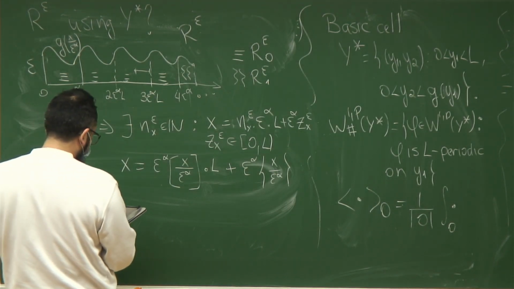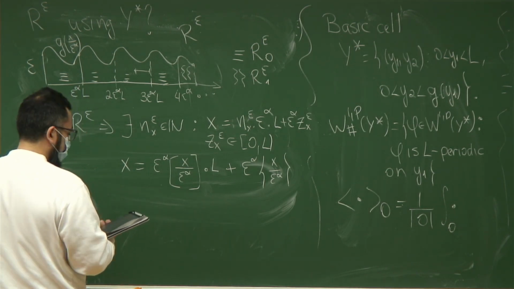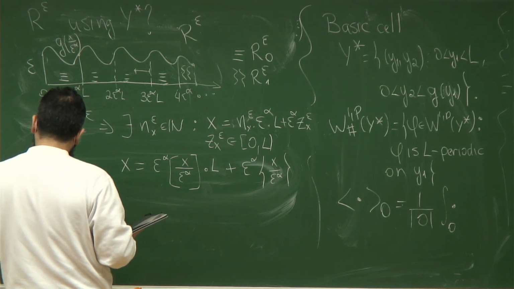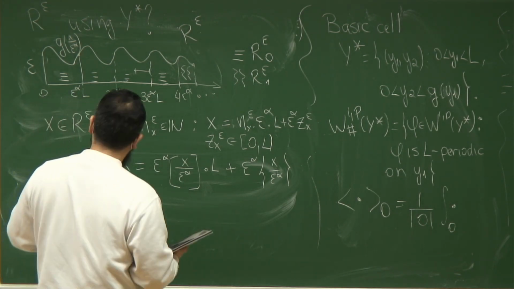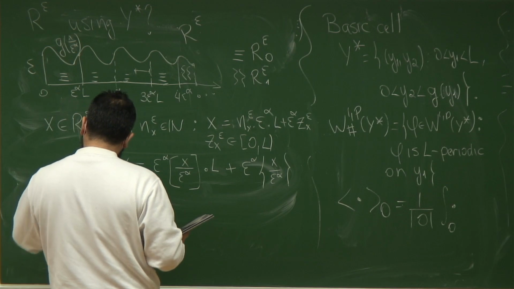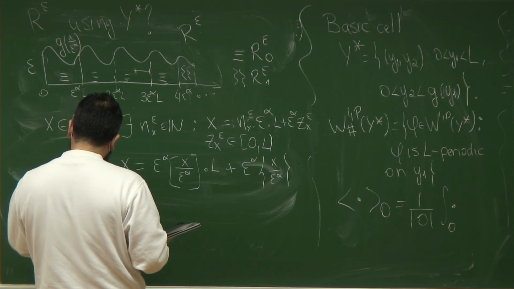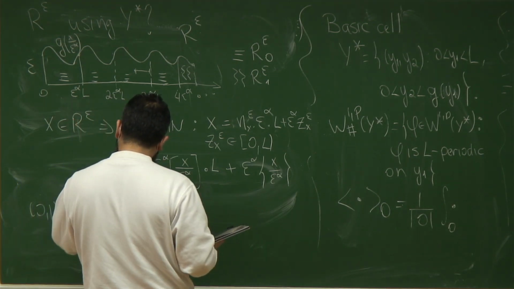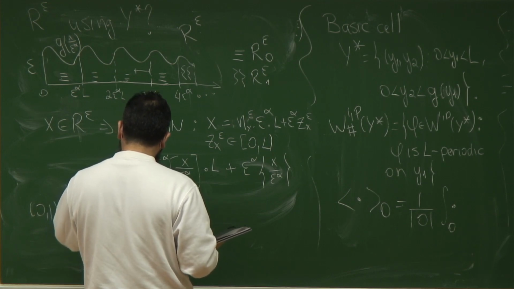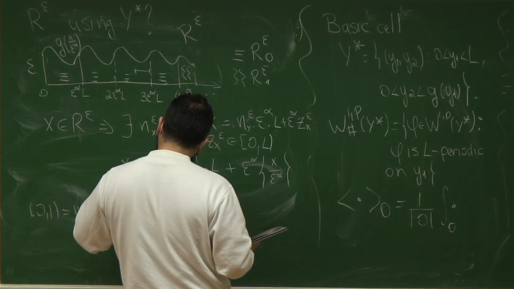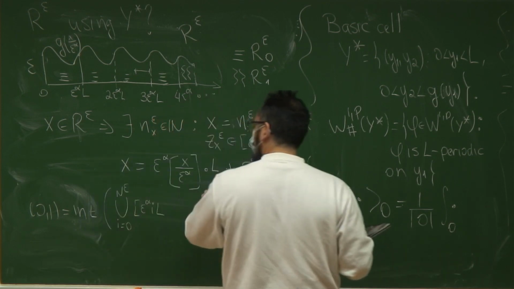Mathematically speaking, we basically have the following. The interval 0, 1 is written as the union of the interior of the union from i equals 0 to some integer, which is basically here.